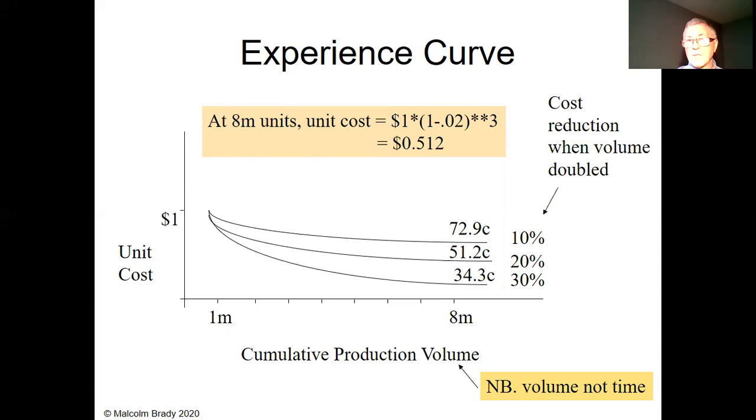The next doubling won't happen until 16 million units of production, and it'll be a reduction of 20% of 50 cents.